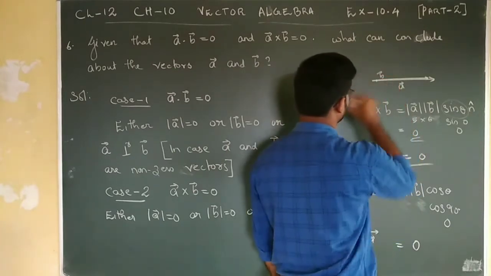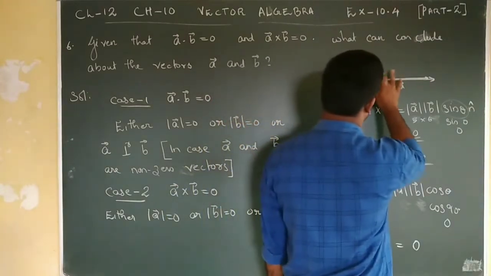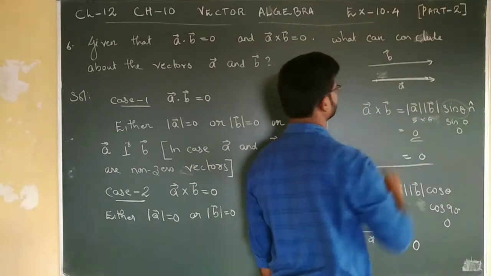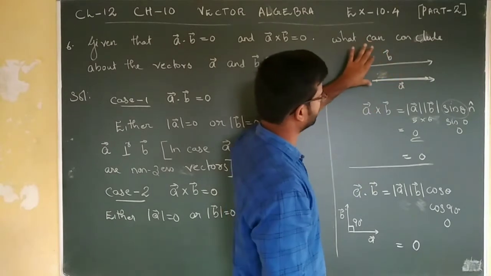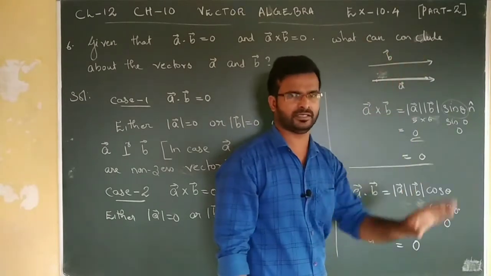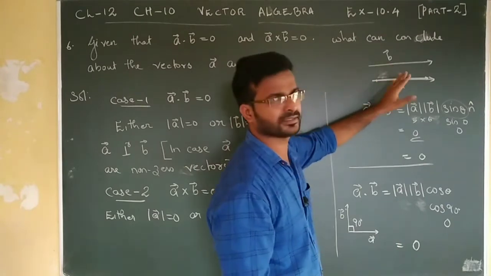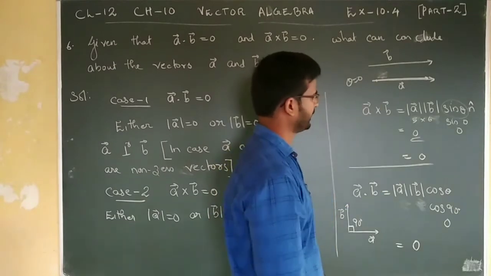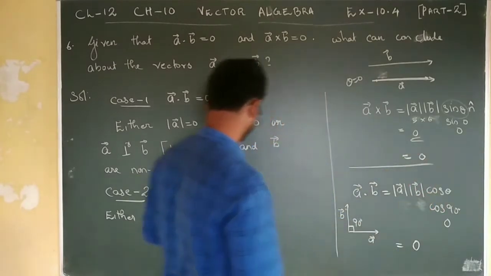Then what is the angle between A vector and B vector? That is 0. Then if you consider not the same line, this B vector, first A vector, second one is B vector. Both A vector and B vector are parallel. Then the angle between these two vectors is 0, theta equal to 0. That time also A cross B vector we will get 0, isn't it?